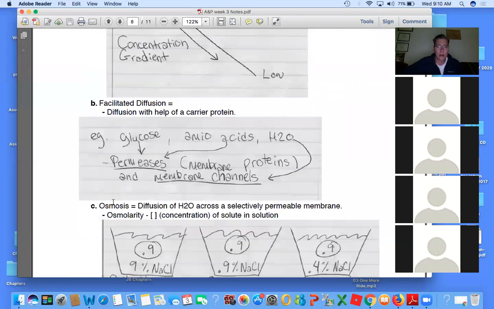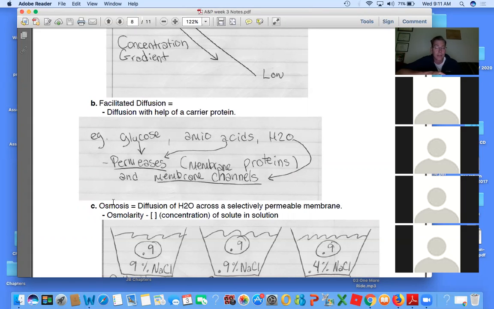Facilitated diffusion occurs for chemicals that require the help of a carrier protein. And by that I mean, these chemicals cannot just get through a membrane that easily. Water kind of wiggles its way through, but it's a little bit charged, as you know from the chemistry lecture. It's polar covalent. Amino acids and glucose are a bit too big and a bit charged. So they require the membrane proteins. Remember what we call them?